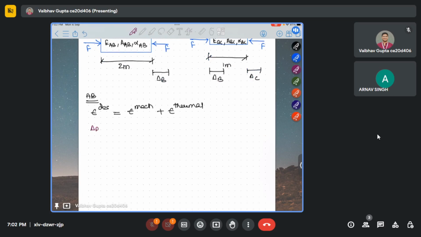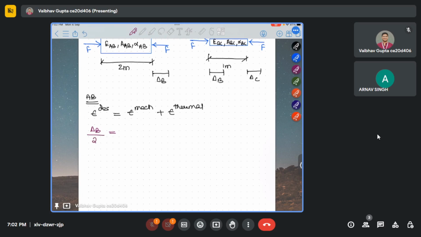Delta B, the change in length. What is the original length? Original length is nothing but 2 meter. It is nothing but applied force F.